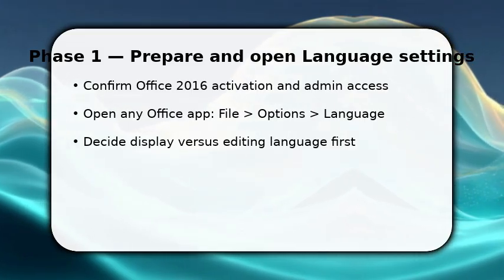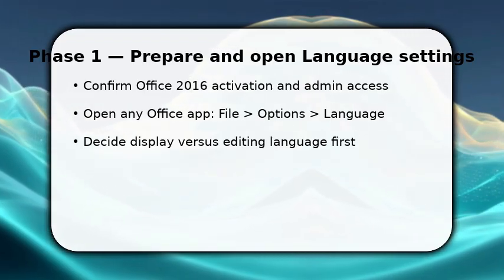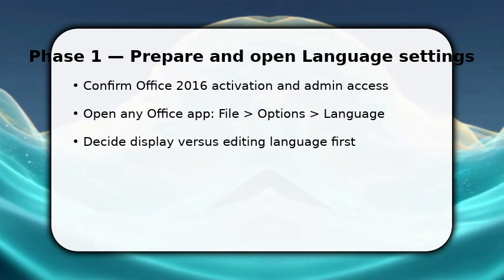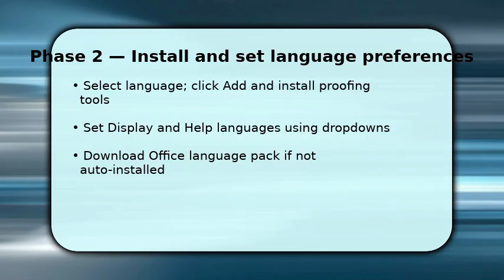Make sure to download a language pack if prompted. This is required for full UI localization. Proceed immediately to add the target language so you can install its components. After adding the language, click Install or Download Proofing Tools. This fetches spell check, grammar, and hyphenation files.